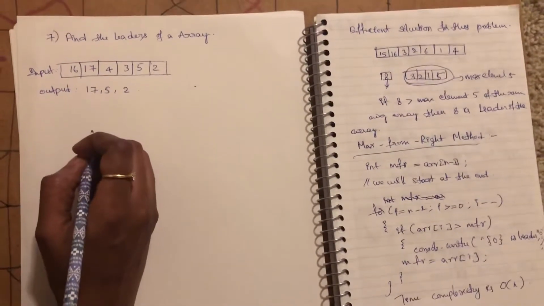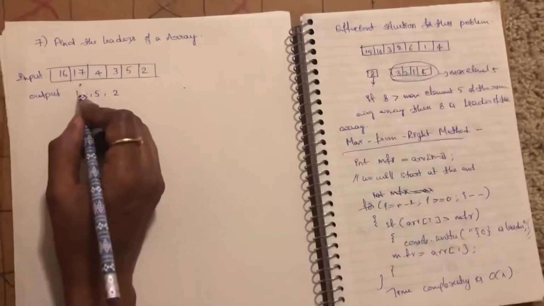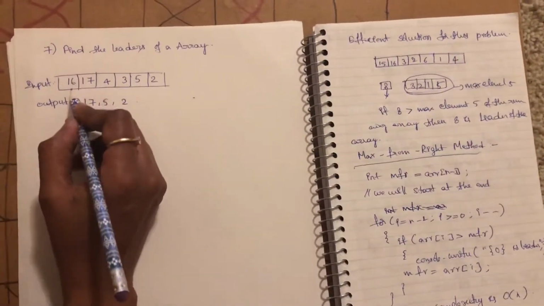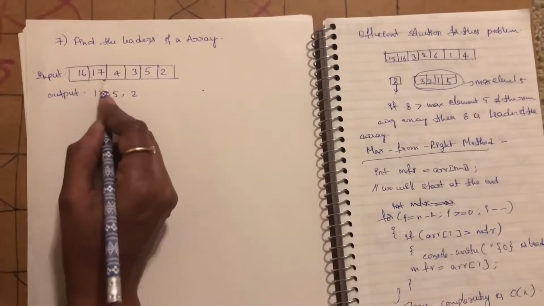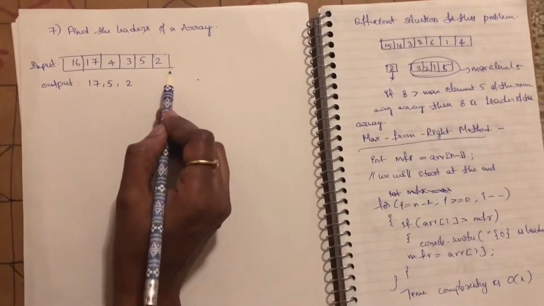Hi, welcome to assignment number 4, problem 7. Find the leaders of the array. So what it means: the given array is 16, 17, 14... sorry, this is the given array.